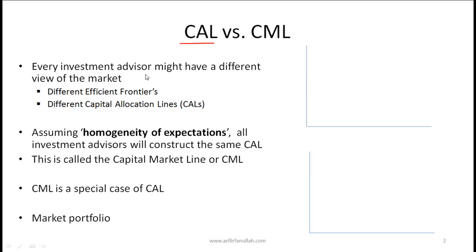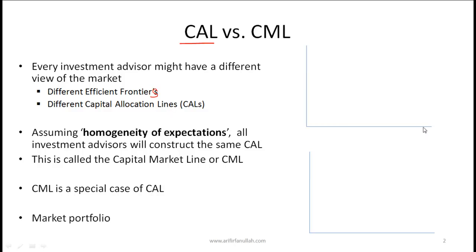Every investment advisor might have a different view of the market, and hence he will come up with a slightly different efficient frontier. So there will be different efficient frontiers for different investment advisors. And since there will be different efficient frontiers, there will be different capital allocation lines.